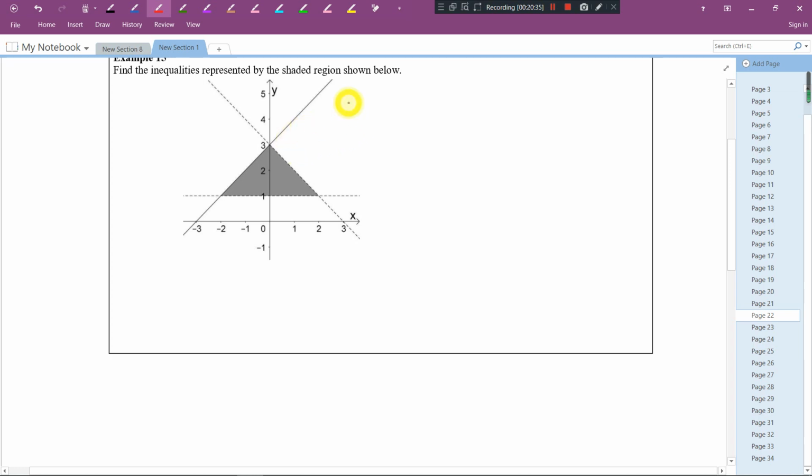Always remember, to find the equation of a straight line, you need two things: one point and the gradient. Let's find the equation for AB first. Now I want to find the gradient of AB. I can use y2 minus y1 over x2 minus x1, or I can use another formula, which is negative y-intercept divided by x-intercept. So now I know that the gradient is negative 1.